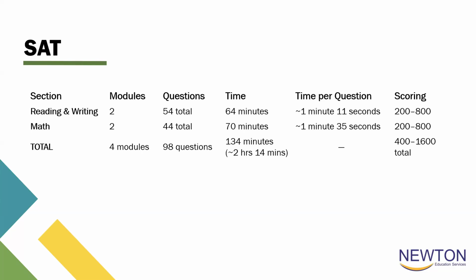But for now, if you talk about scoring, we have 200 to 800 points for the reading and writing, and 200 to 800 points for the math section. And when we add them up, that's how you get your total score. So the ACT, you take the average. For the SAT, you add them up.